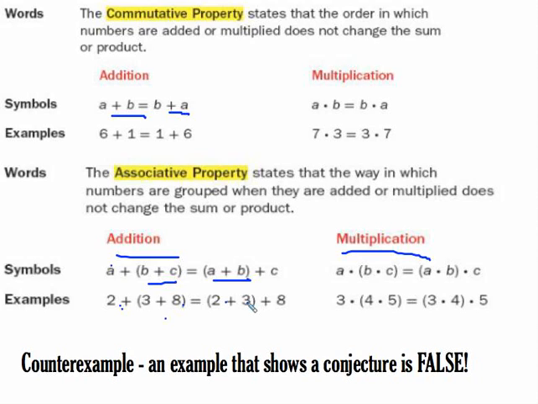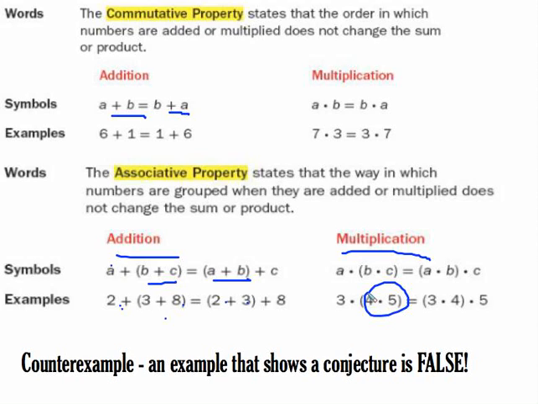Now looking at multiplication, the same is true. If I'm multiplying three numbers, a times the quantity b times c is going to be the same thing as the quantity a times b, times c. Or in other words, if I'm trying to do 3 times 4 times 5, and I want to do 4 times 5 first to get 20, 20 times 3 is 60, I think that's easier than doing 3 times 4 is 12, 12 times 5 is 60. You can choose which order to group in.